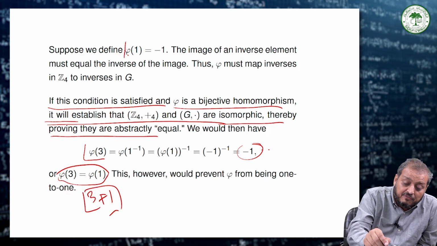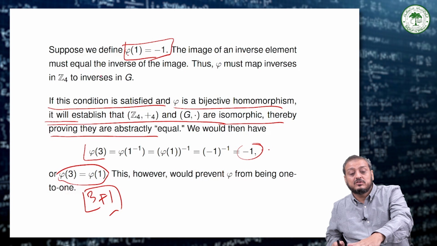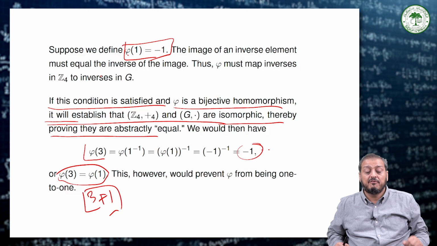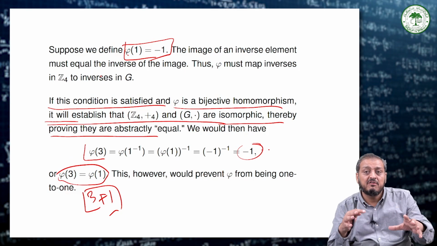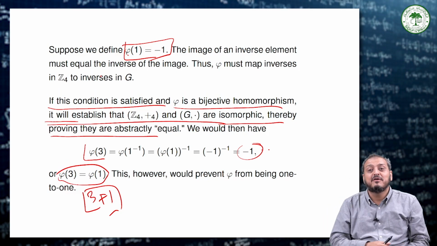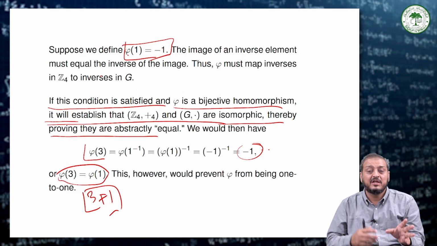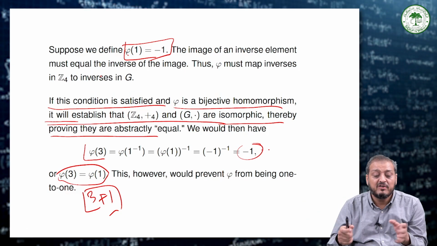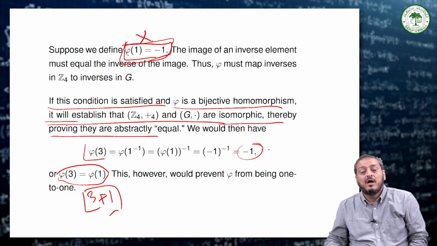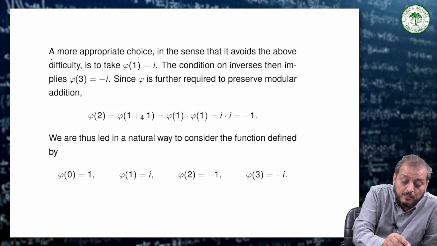So if we choose phi of 1 equal to -1, then phi of 3 is also -1, so phi of 1 and phi of 3 are the same. But we need a bijective map, and this is not bijective, because 1 and 3 are two different elements of the group Z4 but their images are the same. That means this is not one-one, so phi of 1 cannot be equal to -1.